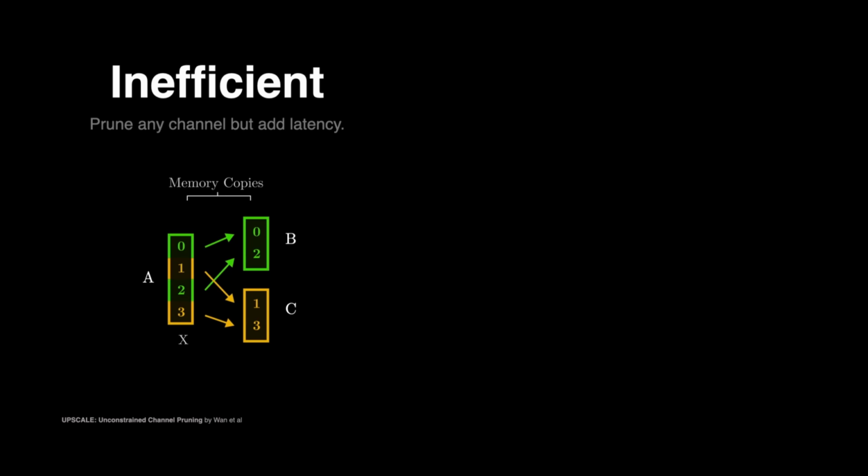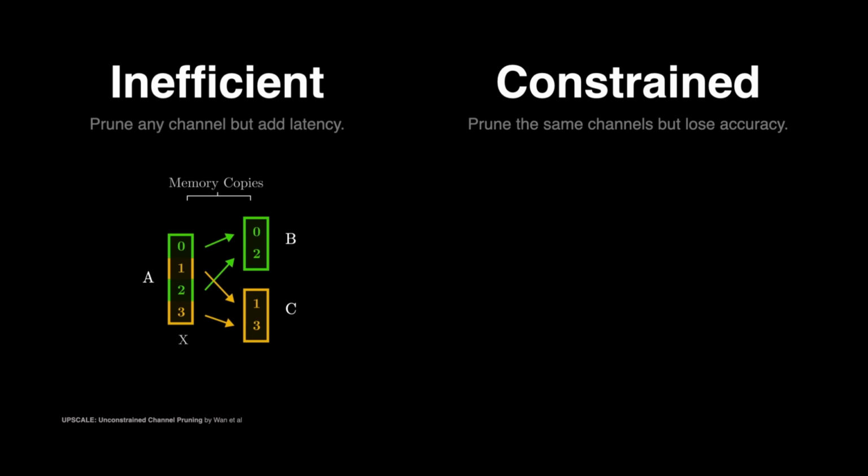We also have option number 2. We prune the same channels but lose accuracy. This is the option that most papers by convention take. Here is a feature map with 4 channels again. This time, operations B and C both retain channels 0 and 2.